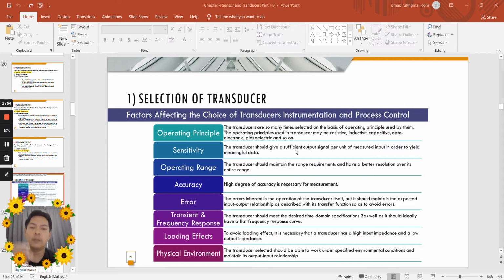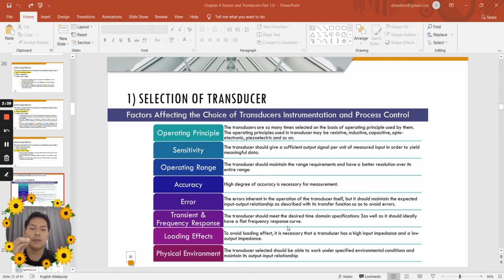Another factor to consider when selecting a transducer is the operating range. The transducer should meet the range requirement and have a better resolution over its entire range. In terms of accuracy, a high degree of accuracy is necessary for measurement. In the perspective of error, there is error inherent in the operation of the transducer itself, but it should maintain the expected input-output relationship as described by its transfer function so as to avoid error. In terms of transient, the transducer should meet the desired time domain specification, and it should ideally have a flat frequency response curve.